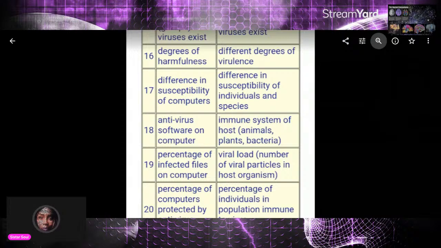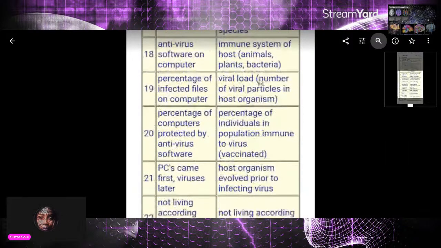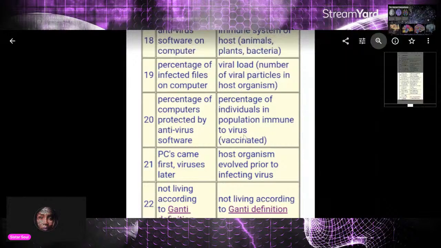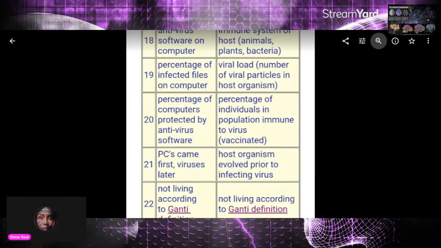When it comes to the computer, there's a difference in susceptibility of the individuals and the species, similar information. Antivirus software on a computer and our immune system of hosts, animals, plants, bacteria, as I was just speaking of, right? Your immune system has certain antigens that fight these things off. On the computer, there's a percentage of infected files. When it comes to you, there's a viral load, a number of viral particles in the host organism. When cleansing yourself, you're able to remove these things, removing the effectiveness of these host organisms, certain parasites, and things that are affecting you. Percentage of computers protected by antivirus software.